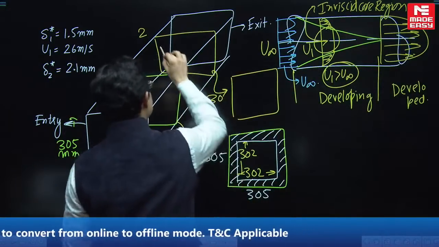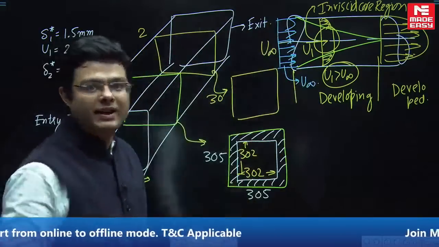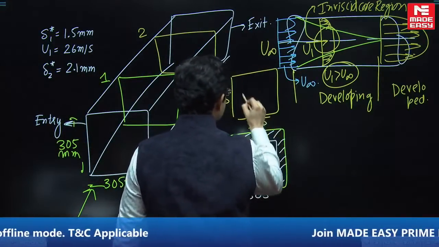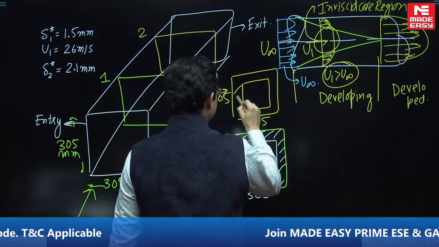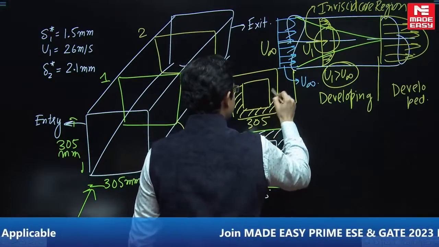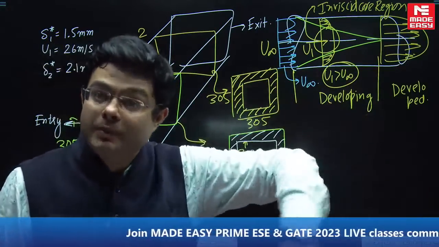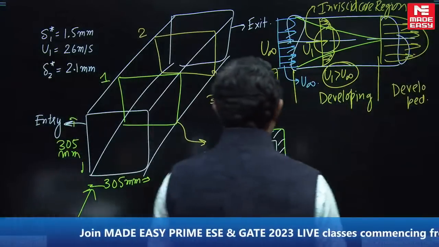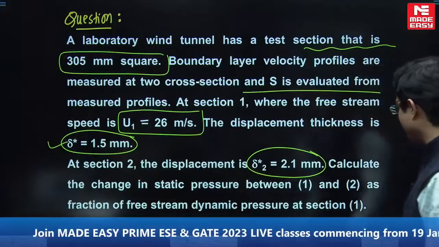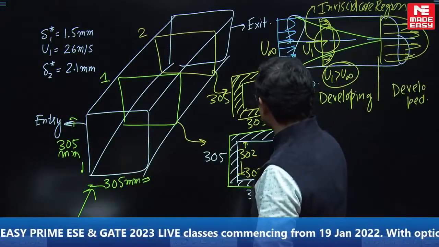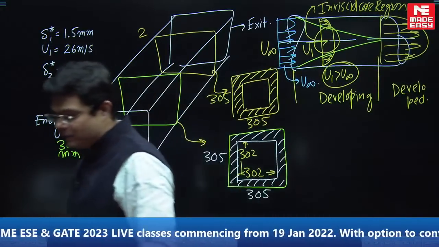और यहाँ सेक्शन 2 पे बाउंड्री लेयर और विशाल का रूप धारण करेगी 305 क्रॉस 305. यहाँ पर जब बाउंड्री लेयर बहुत ज़्यादा है तो उसको रिप्रेजेंट करने के लिए, लॉस ऑफ मास फ्लो रेट रिप्रेजेंट करने के लिए डेल्टा स्टार की वैल्यू भी और ज़्यादा होगी, है ना. सो वो दे भी रखा है 2.1 mm. So 2.1 mm on this wall, what a question yaar, mind blowing question.